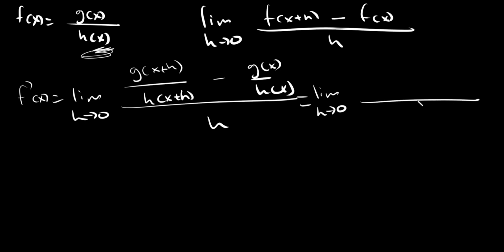Right, so what we must do is, in my numerator, we have two fractions. I want to put those two fractions over the same denominator. So right here I'm going to multiply by h of x plus h, and here I'm going to multiply by h of x. I'm just going to write it quickly right here. So it's going to give me this.